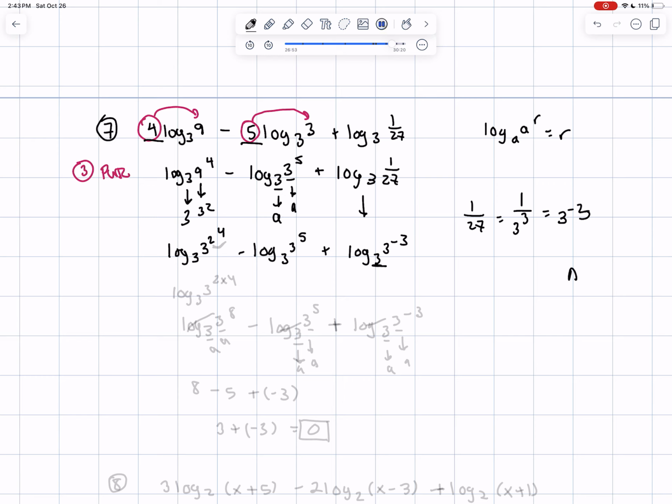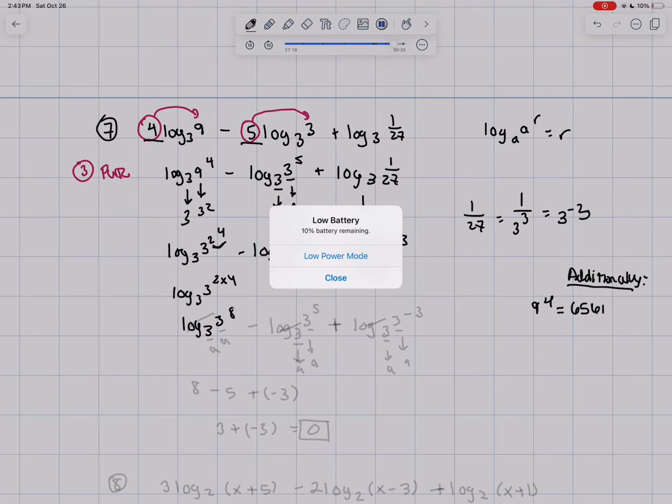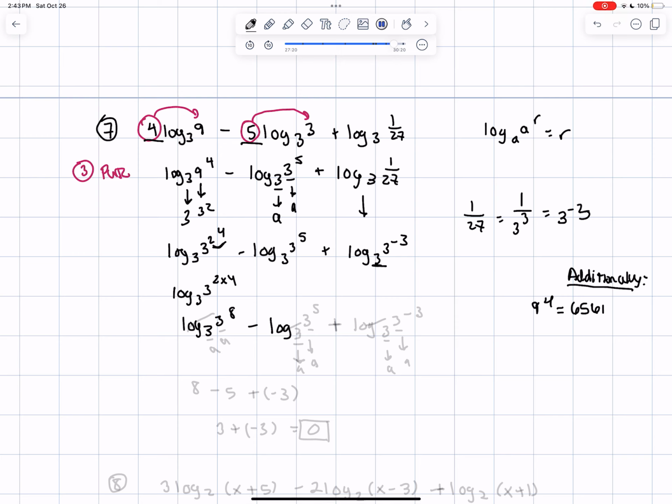Okay. Before I move on, I want to evaluate these two. So one of our rules is if we have 2 exponents, we can multiply them. So it'll be 2 times 4. So log base 3, 2 times 4. So now it'll be this, log base 3, 3 to the 8. So now we've evaluated all of them and broken them apart.